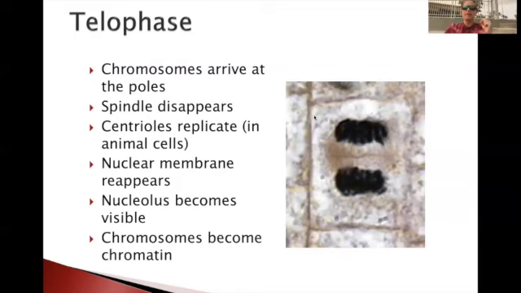This is a plant cell in our diagram, and what you're seeing form right here is the cell plate. That cell plate eventually becomes a cell wall between the two cells.